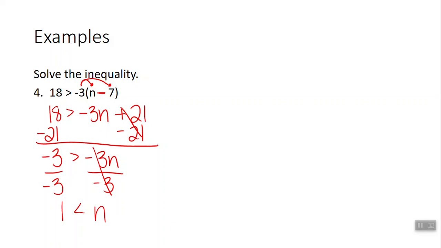And again, we need to rewrite it so that the variable is on the left. So our answer becomes n is greater than 1. So if you compare that inequality in our answer to the inequality in the problem, it almost looks like we never flipped, but we actually flipped twice. We flipped the first time for dividing by a negative, and we flipped again when we rewrote the inequality.